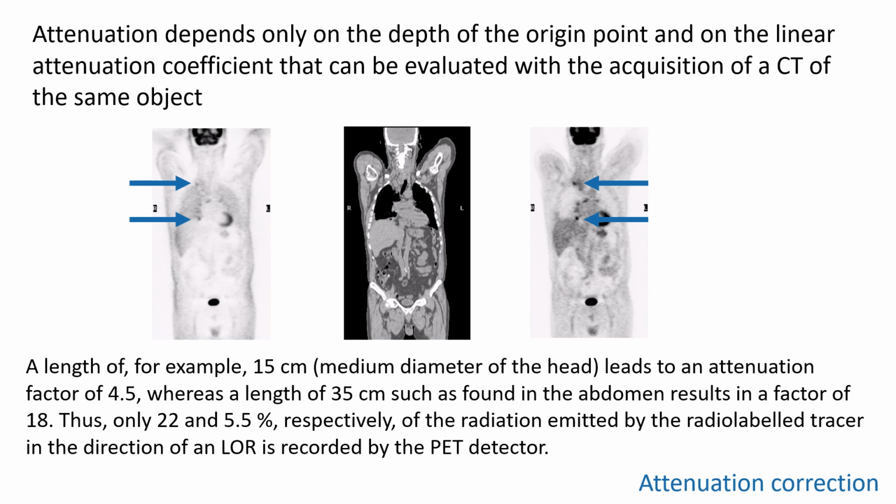For example, a length of 15 cm, that is more or less the medium diameter of the head, leads to an attenuation factor of 4.5, and a length of 35 cm, such as found in the abdomen, results in a factor of 18. Thus, only 22% and 5.5% respectively of the radiation emitted by the radiotracer is recorded by the PET detector.